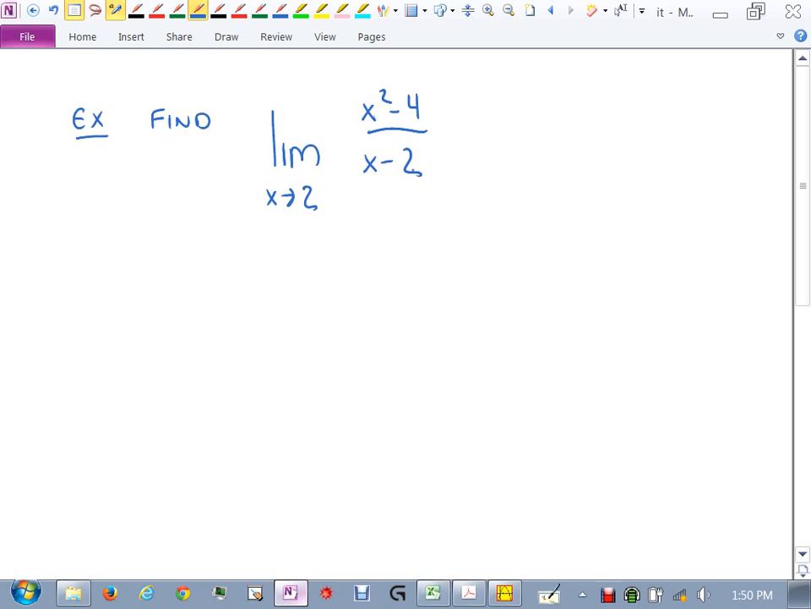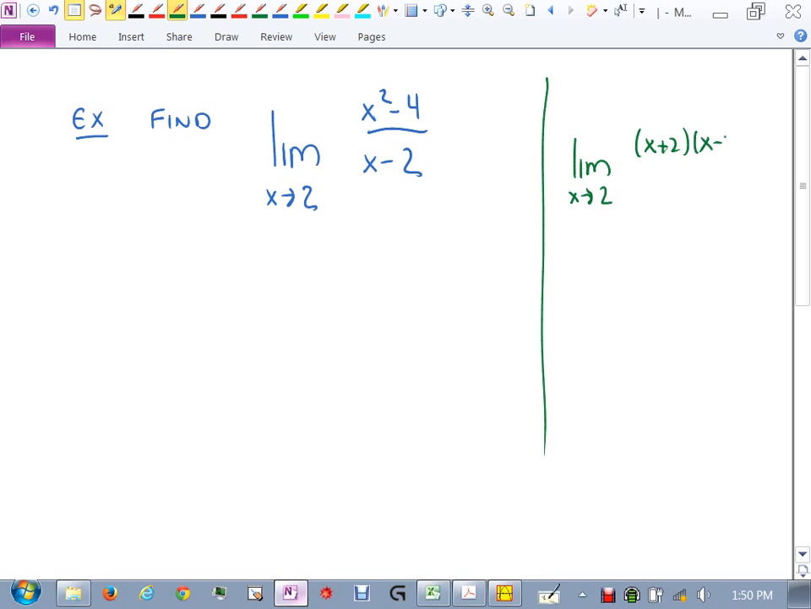Does anybody remember how to do this without L'Hopital's rule? What would you have to do without L'Hopital? You'd break apart the top. So I'm going to do it on the side. You don't need to write this down, but I want us to remember what we had to do. We'd have to factor the top to be x plus 2, x minus 2.